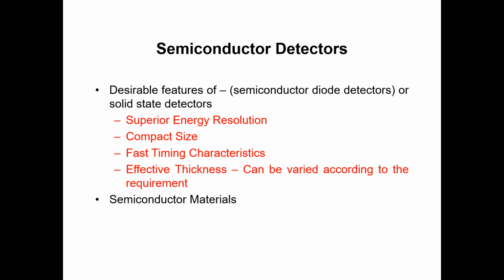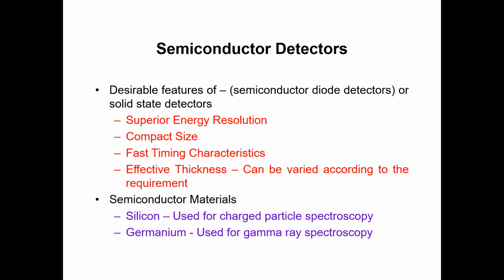The semiconductor detector normally consists of silicon, and remember that silicon is used for charged particle spectroscopy. If you want to do spectroscopy with the semiconductor detector in that condition, we utilize silicon as the semiconductor material. But if you want to do gamma ray spectroscopy with semiconductor detectors, the semiconductor material which will be used in the detector will be germanium.